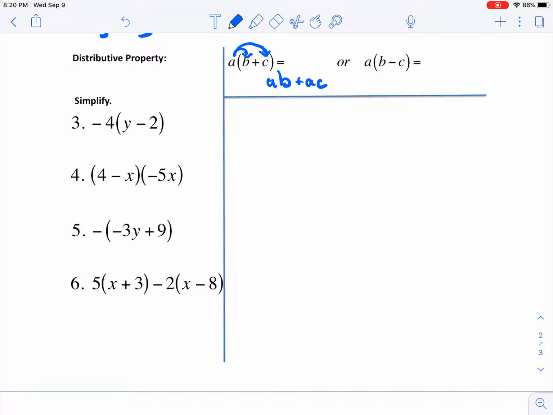Same thing if you're distributing into a negative or a minus sign here. A times B is AB, and A times this minus C is really a negative C, so it's negative AC. So the minus sign stays in the middle there. So that's the distributive property. Let's do some examples. So, first one, -4, and remember these parentheses mean multiply.